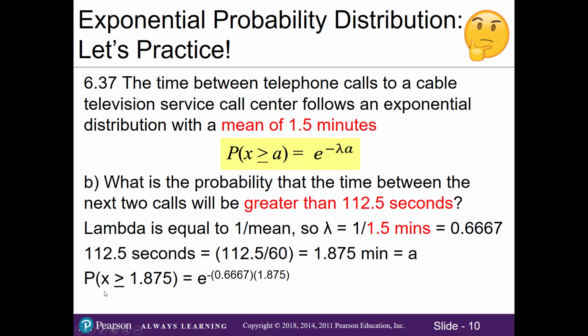So the probability that x is going to be greater than or equal to 1.875 minutes is I'm going to take this formula e, plug in my lambda, plug in my A, simplify it to make sure I get my exponents set up correctly to e to the negative 1.25. And when I use my calculator, I'll get 0.2865 or 28.65% chance that the time between the next two calls is greater than 112.5 seconds.